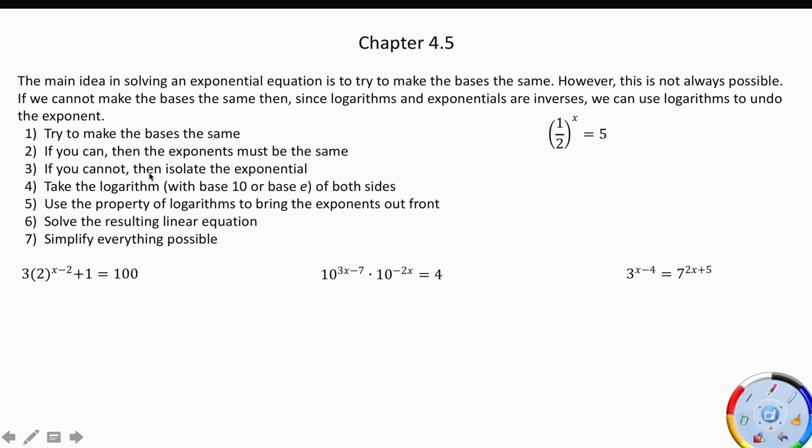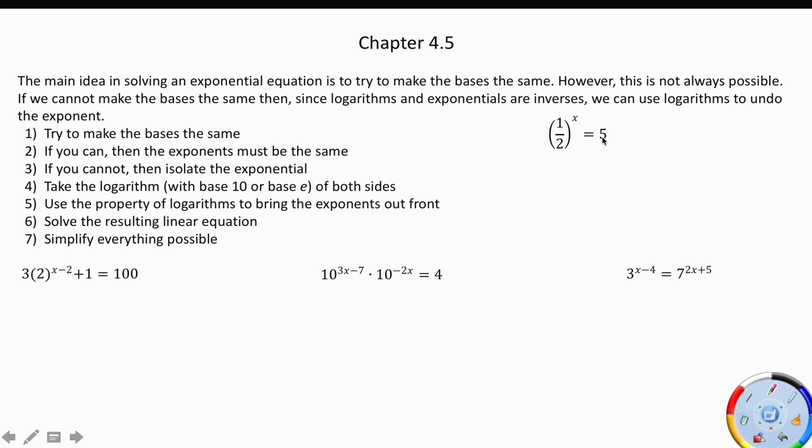But if you cannot make the bases the same, for example, this problem right here, I can't write 1/2 or 5 or 2 or 5 with the same base. Then I'm going to use logarithms because remember, logarithms and exponentials are inverses. They undo each other. Okay? So I could square both sides of this if I want to, right? Or raise it to the 4th power or take the square root of both sides as long as you do the same thing to both sides.